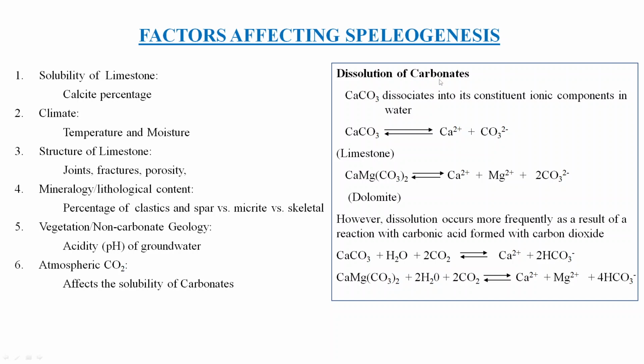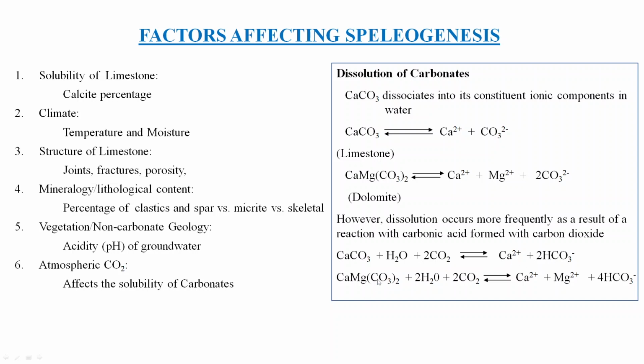So, in the dissolution of carbonate, calcium carbonate dissociates into its constituent ionic components in water, Ca2+ and the carbonate ion. Dolomite also dissociates into calcium ion, magnesium ion and carbonate ions. Now this dissolution process will occur more frequently as a result of the reaction with carbonic acid, formed with the carbon dioxide. So, your CaCO3 plus water and carbon dioxide will give you the bicarbonate ion plus your calcium ion.